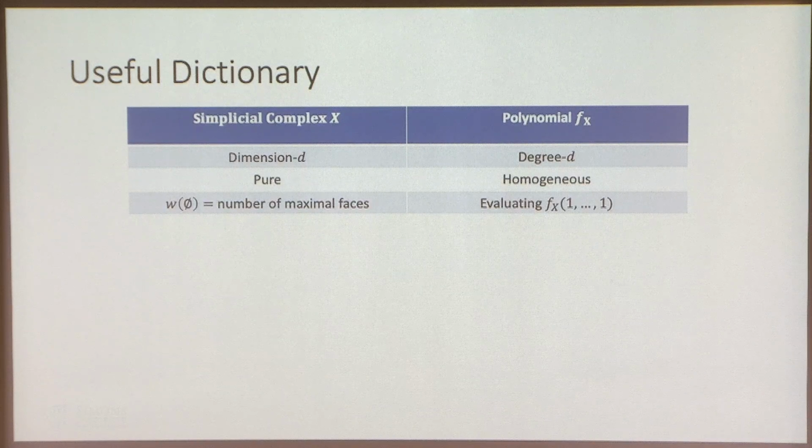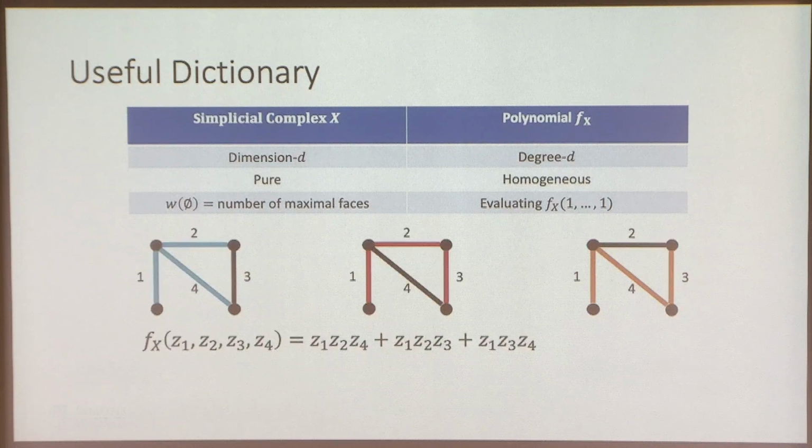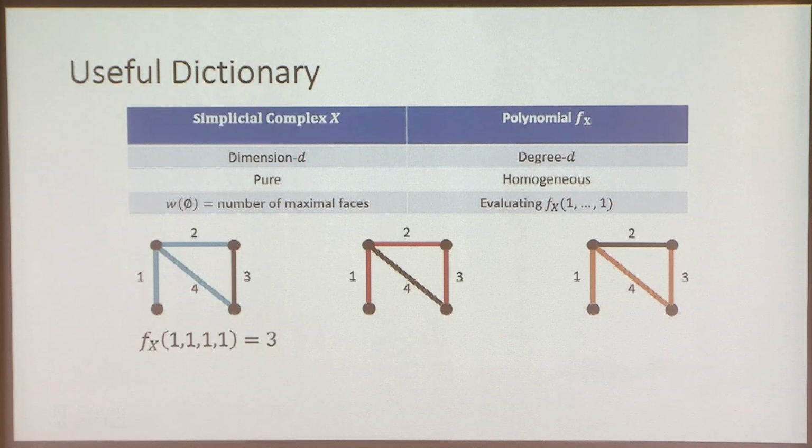Somewhat more interestingly, if you look at the number of maximal faces, this corresponds to evaluating your polynomial at all ones. Okay? So in particular, you can cast the goal of counting, and more generally, as a problem of evaluating your polynomial. Just to make sure that this is clear, again we have the same graphic matroid. We have 3 spanning trees here. This is the polynomial. If you evaluate at all ones, you get exactly 3, just because you have 3 monomials.